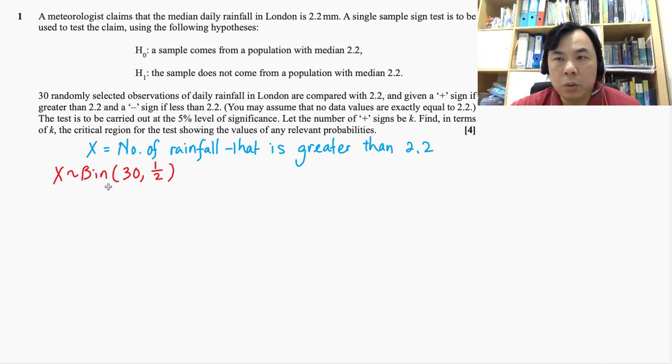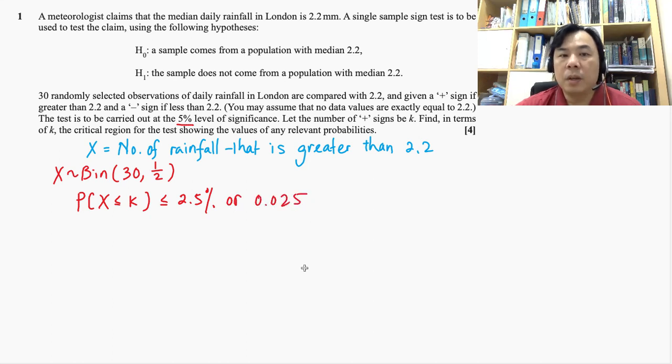To evaluate the critical values, we need to solve this equation, whereby the probability of X less than or equal to a certain critical value. Because it's a two-tail test, the left-hand tail must be less than or equal to, because the significance level is 5%, 2.5%, or 0.025. And then the upper tail should be more than or equal to 2.5% also. I hope that is clear. We're going to start off by analyzing the left-hand tail first.